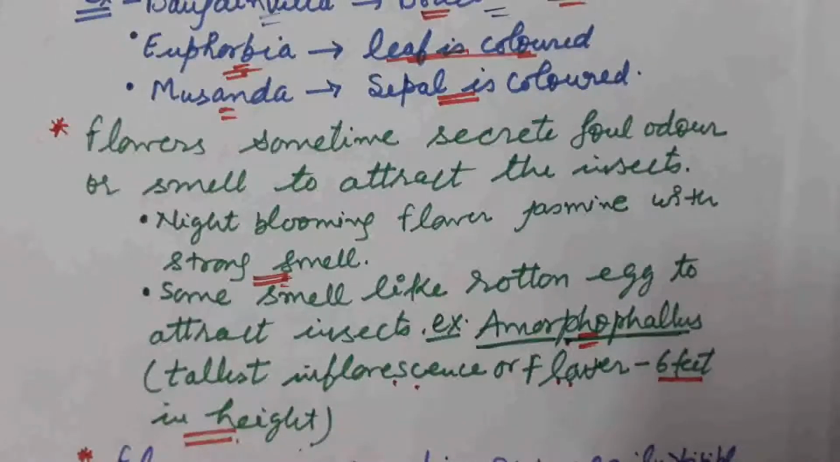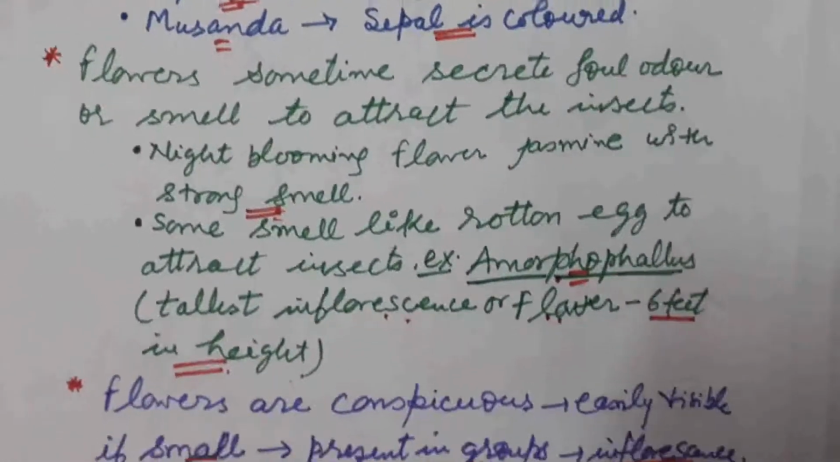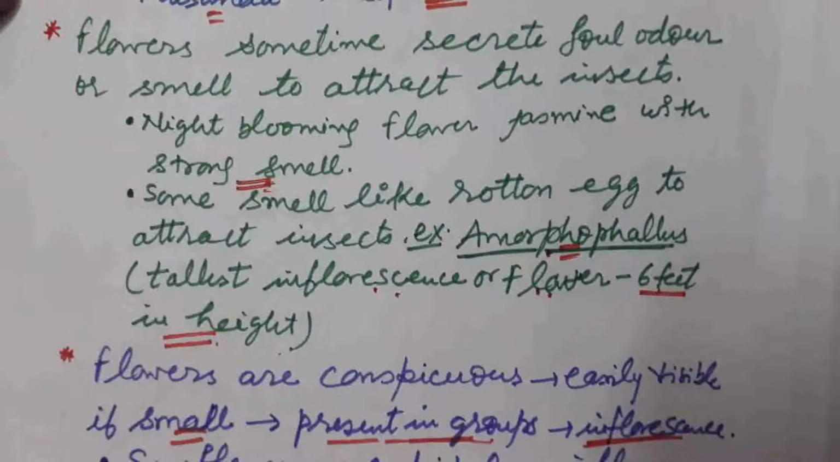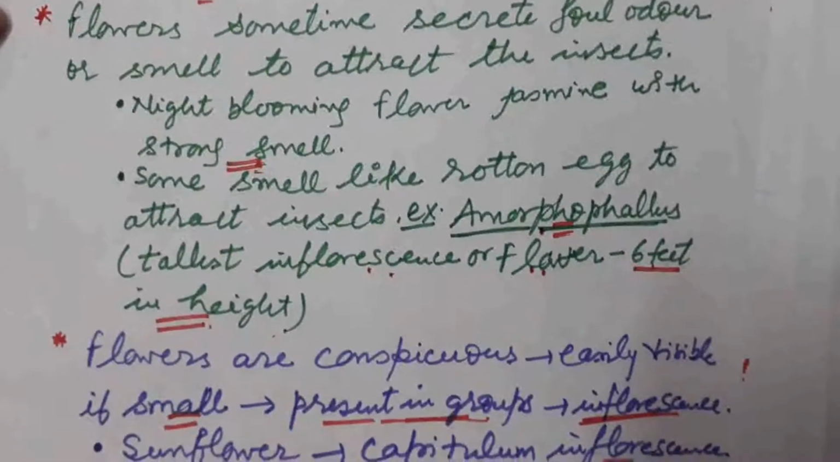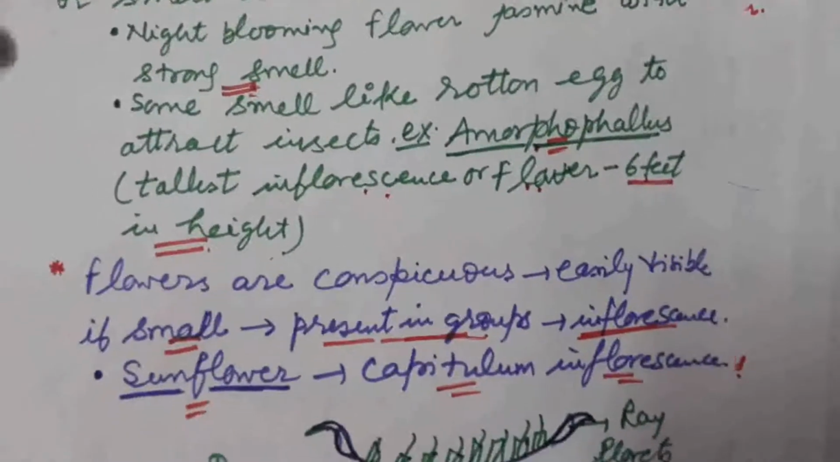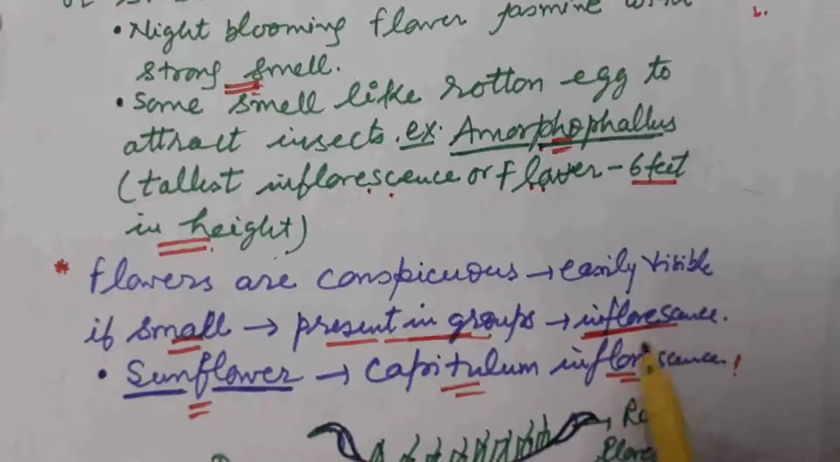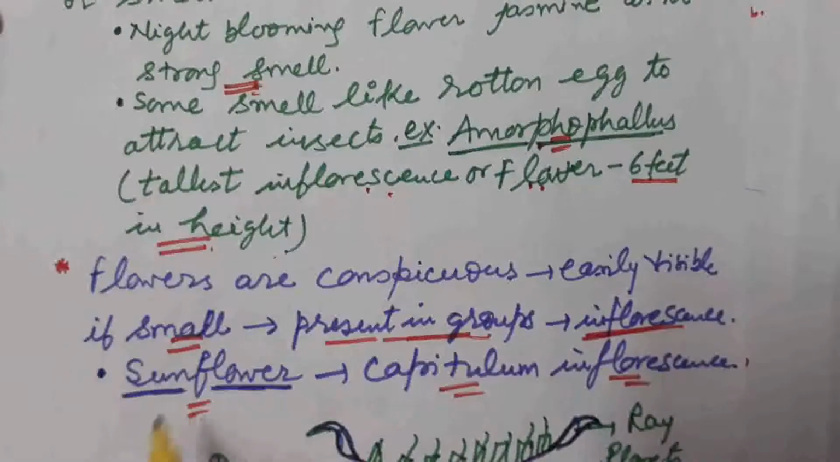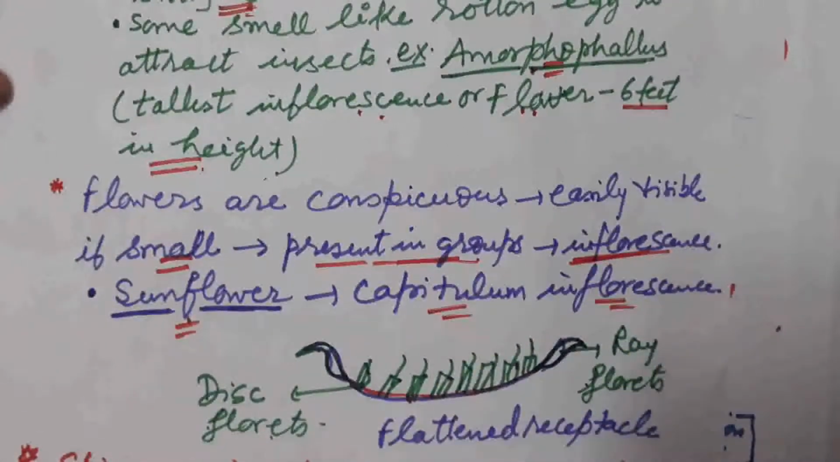From the Amorphophallus flower, there is a secretion of foul odor like rotten egg to attract the insect. In case of entomophily, flowers are conspicuous, that is bigger in size, so that they are easily visible to insects, which helps in their pollination. If the flowers are small, they are present in the form of clusters, forming a significant inflorescence.